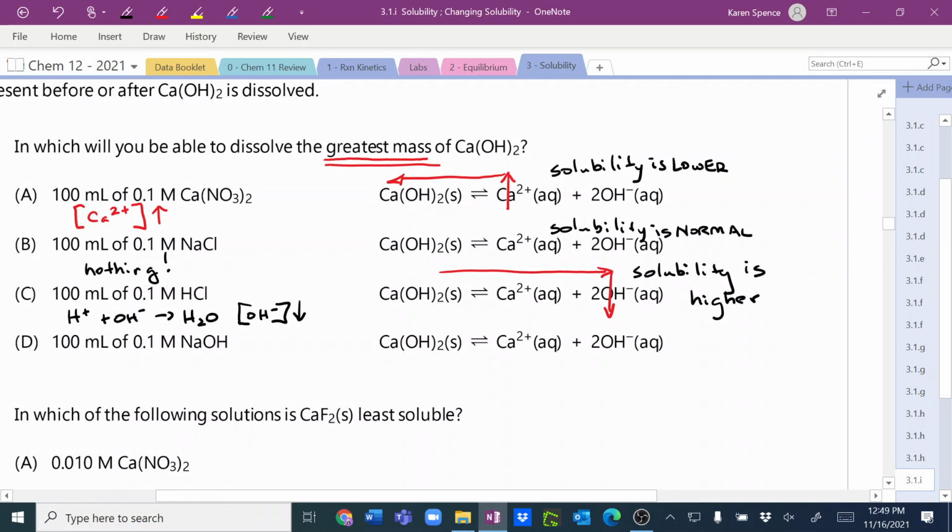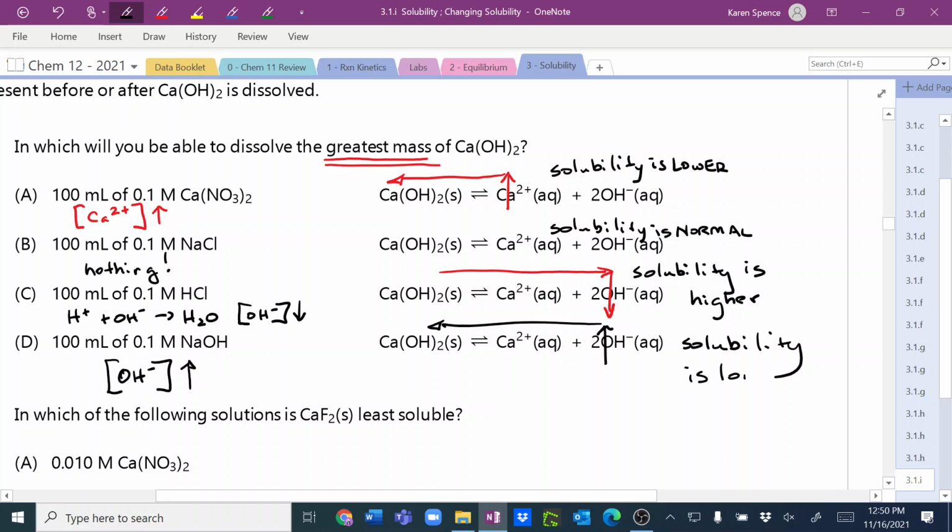And finally, we have our hydroxide ion here. So the concentration of OH minus is higher. So that's going to shift it to the left. So solubility is lower. So you can treat these questions just like you did the other ones.